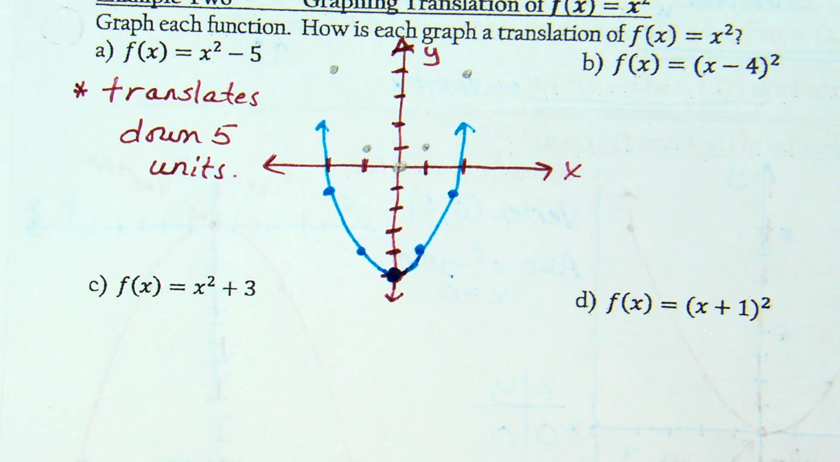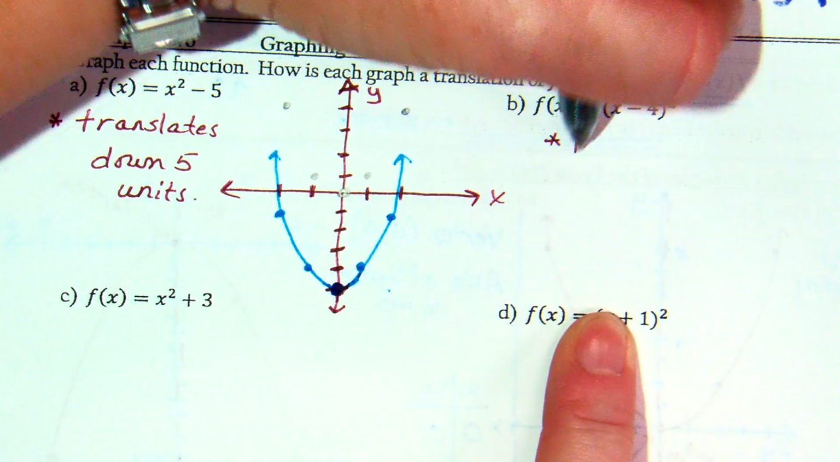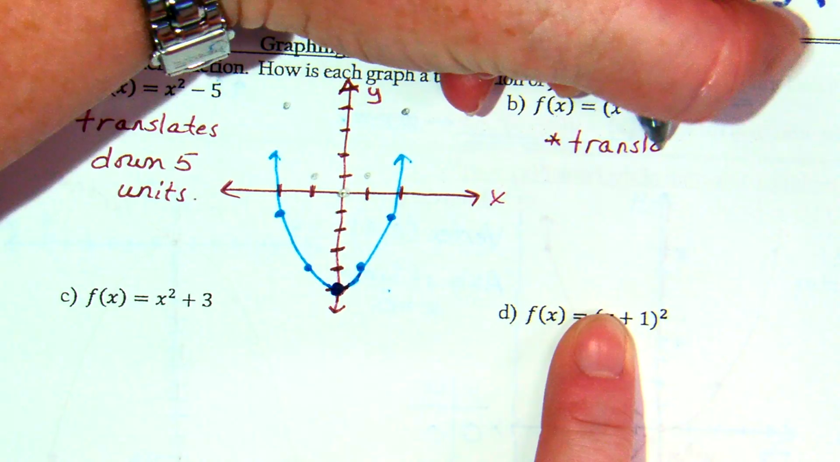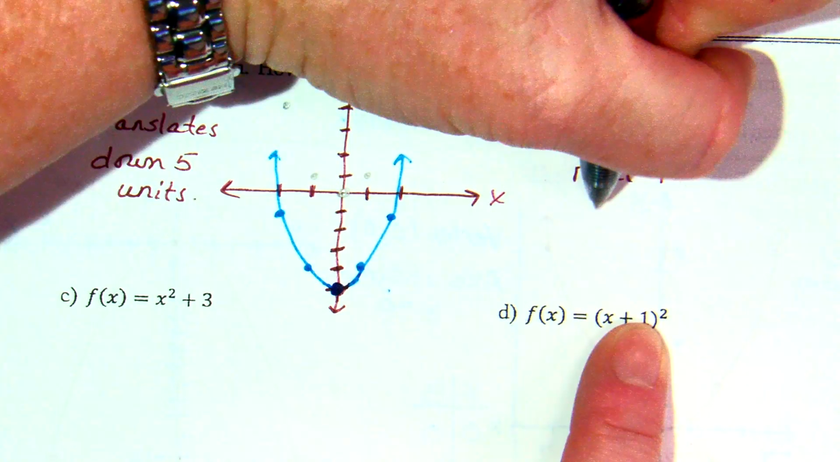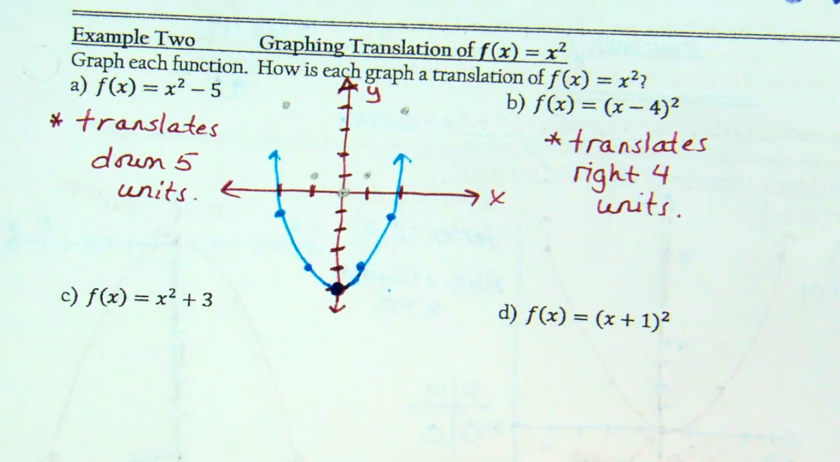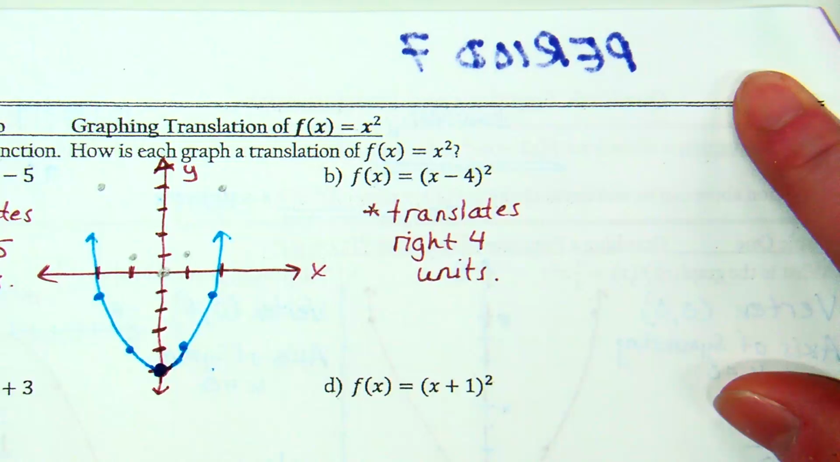B is f of x equals x minus 4 quantity squared. What are your thoughts on what's happening with this one? Okay, that minus 4 is in the parentheses, makes it left or right. Opposite the sign, as she said, right 4. So I'm going to say translates right 4 units. Now, since I know it needs to translate right 4, when I set up my graph, I'm going to have more room out to the right.